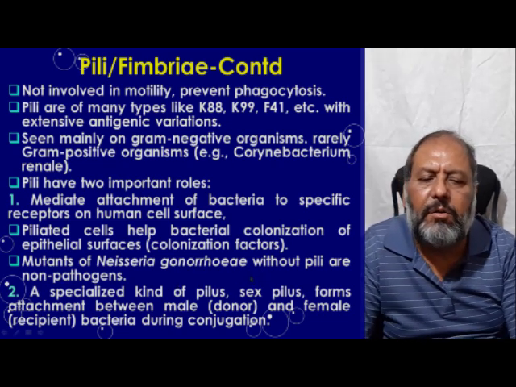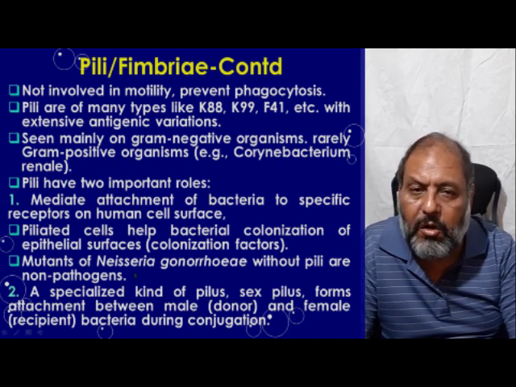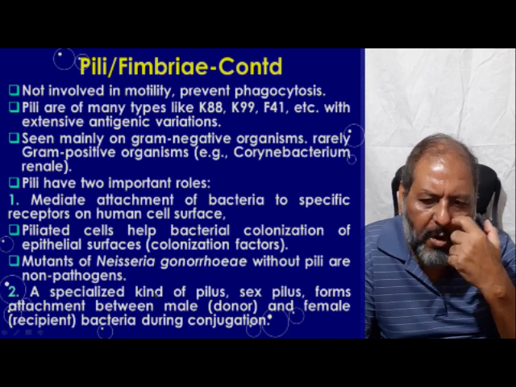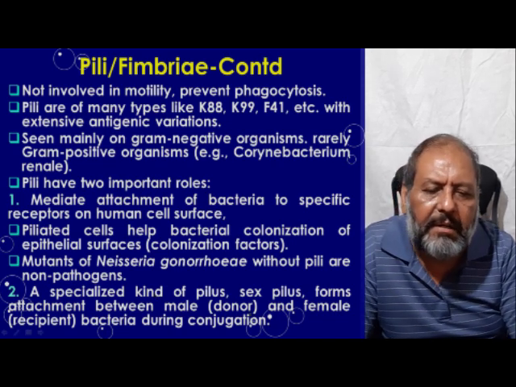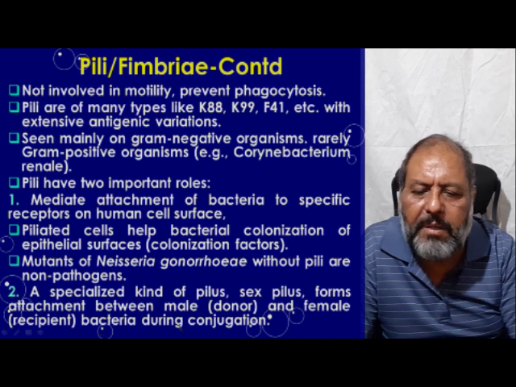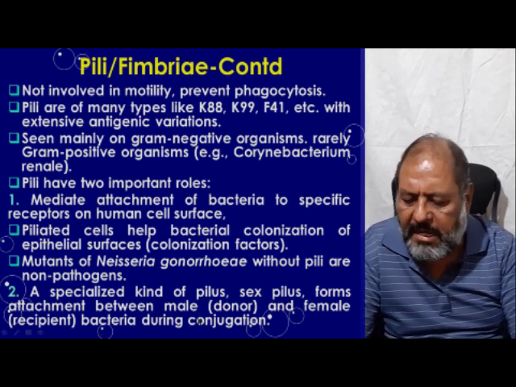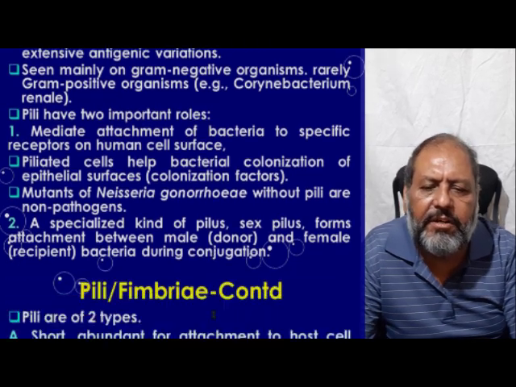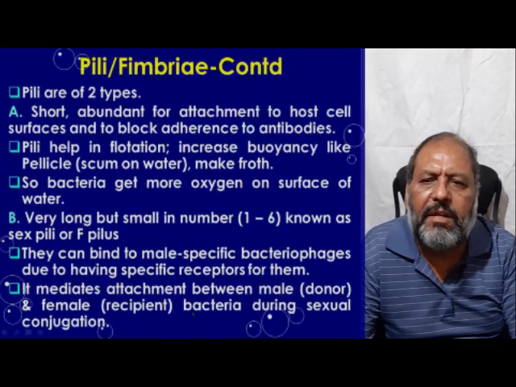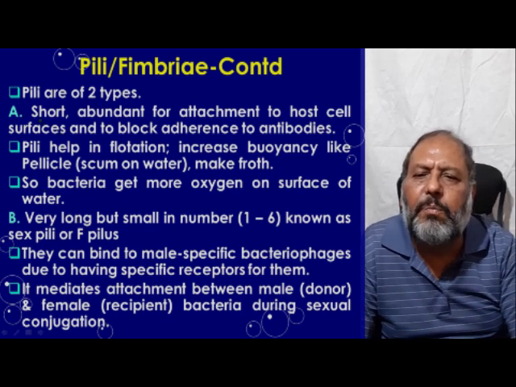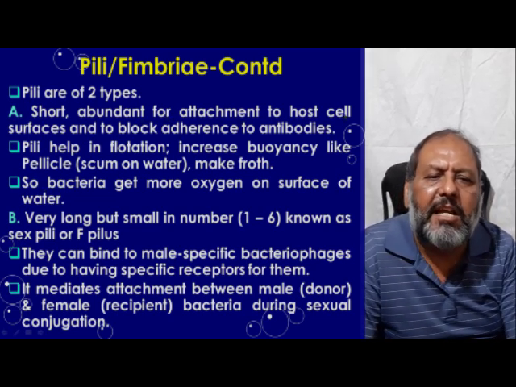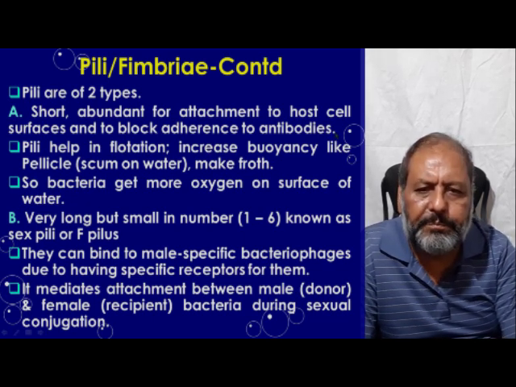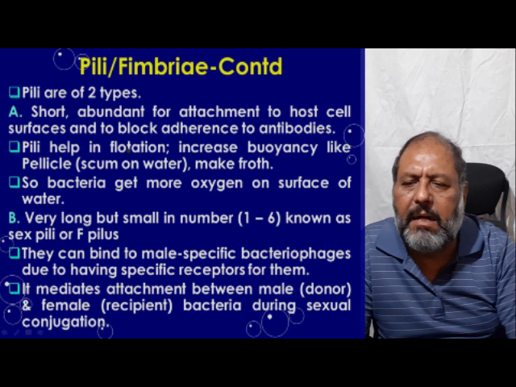Mutants of Neisseria gonorrhoeae without pili are non-pathogens. A specialized kind of pilus, the sex pilus, forms attachment between the male and female recipient bacteria during conjugation. I have already shown you the pilus coming out from one bacterium and entering the other, which is the recipient. Pili are of two types: short and abundant, for attachment to the host cell surface and to block adherence to the antibodies.